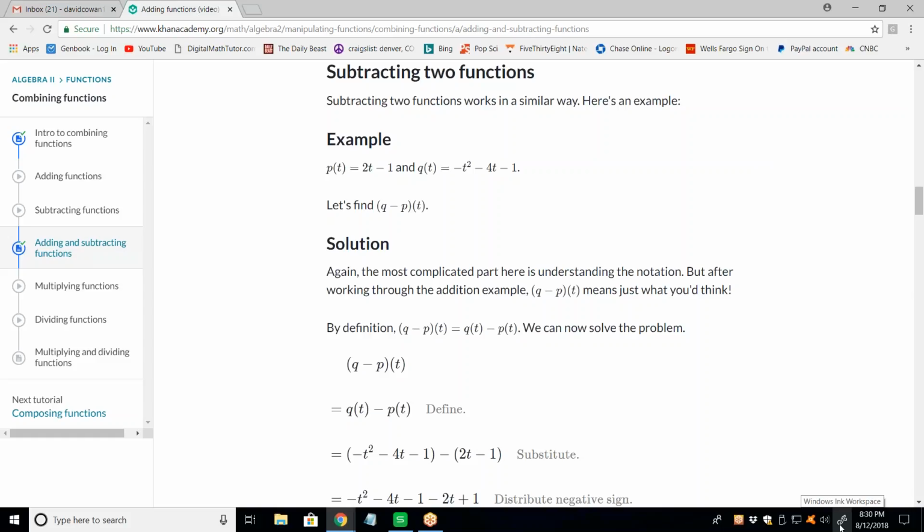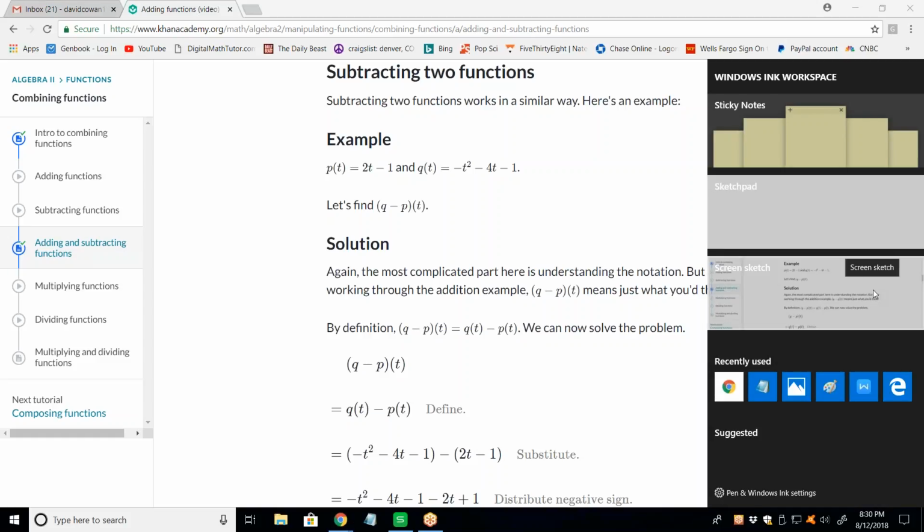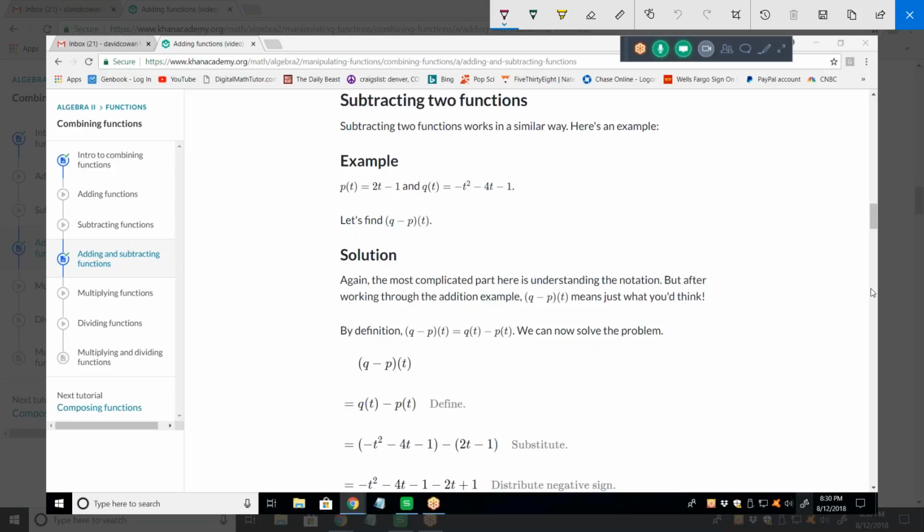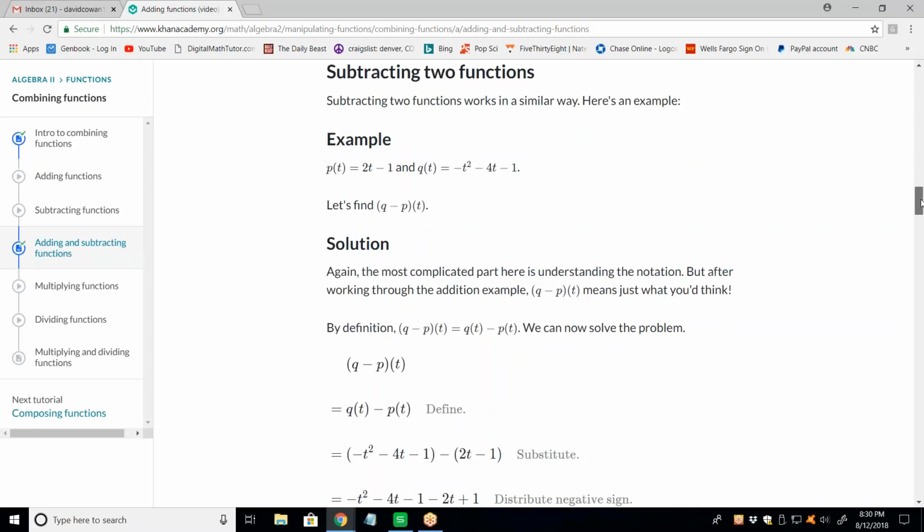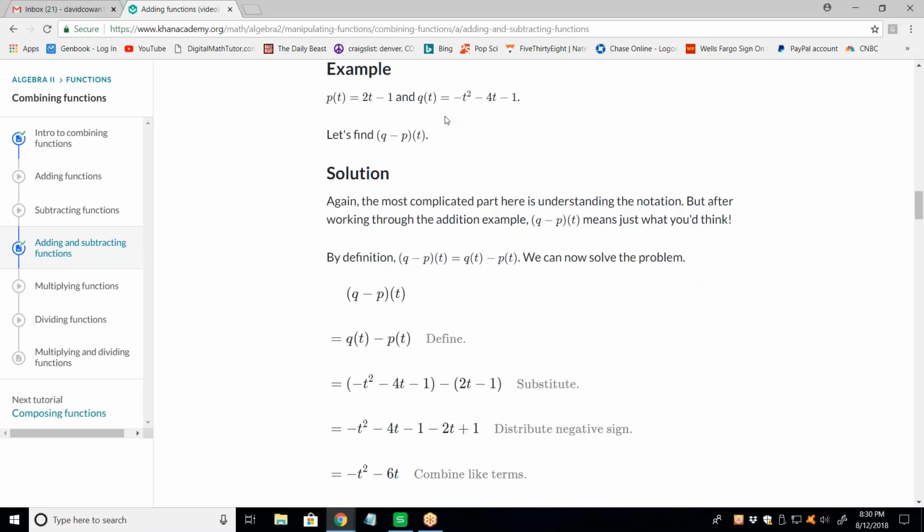So I'm going to put this up so I can write on it. Yeah, I just realized I don't need to. This is an example problem. But notice what the problem is going to be. Q minus P is going to be Q of T, which is everything that they have here in parentheses, minus the other function, both terms, in parentheses. Can you see where I'm pointing, Jonathan?